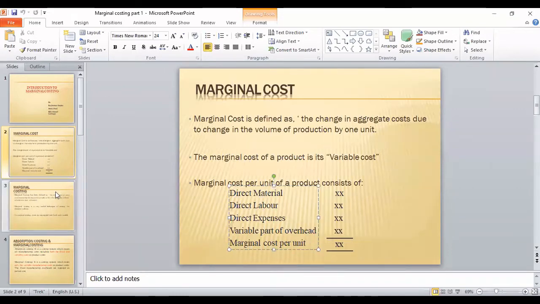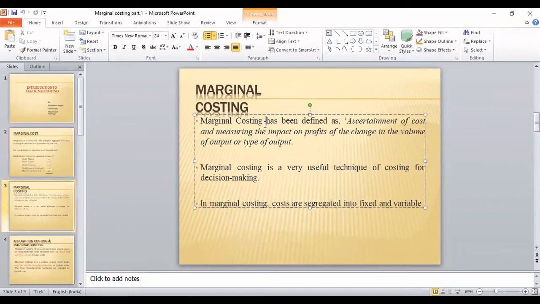The next one, the definition of marginal costing. Earlier, in the last slide, we saw what is meant by marginal cost. Now in this slide, we are going to study what is meant by marginal costing. Marginal costing is finding out the cost and measuring the impact of that one additional unit of production on the profit. That means how much profit is being affected by making one additional unit.